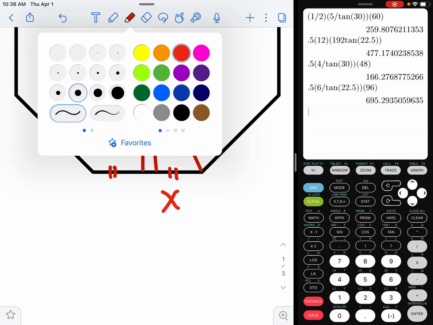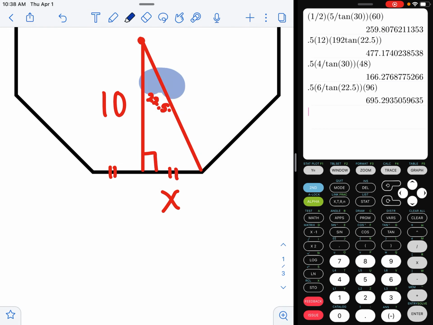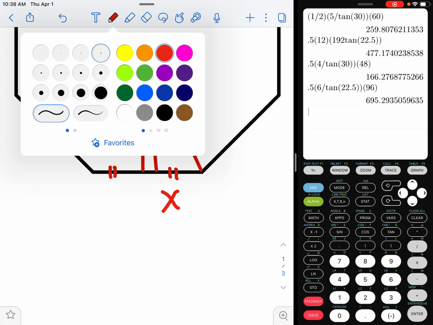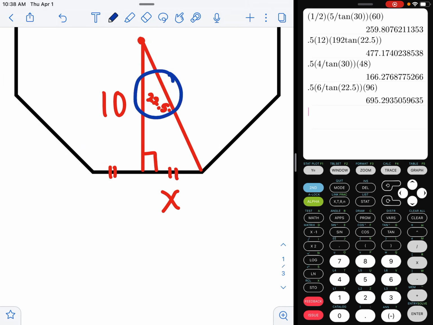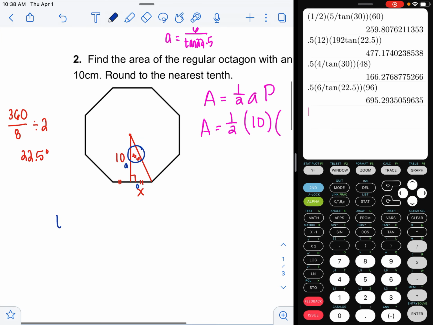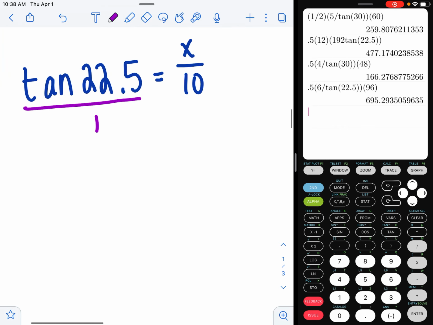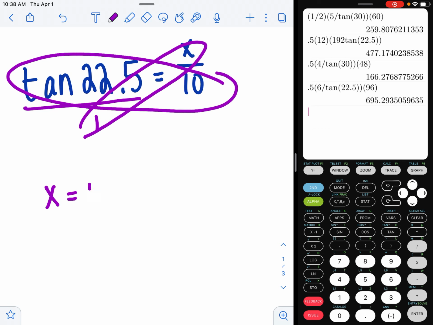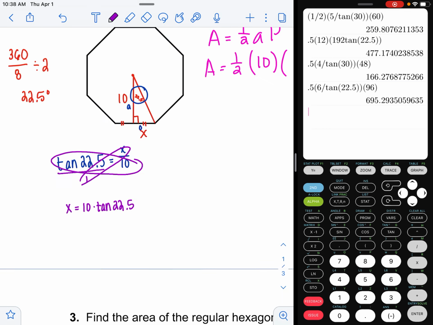If you would like to draw it separately, you can. This one doesn't look too messy, so I'm going to leave it the way it is. I'm going to say, here's my angle. This is adjacent. This is opposite. So I'm using tangent again. So I'm going to do tangent of 22.5 is equal to opposite, which is X, over adjacent, which is 10. I need to put my trig function over 1 so I can cross multiply and solve. I have 1 times X, which is X, equals 10 times the tangent of 22.5, and that's what X is.